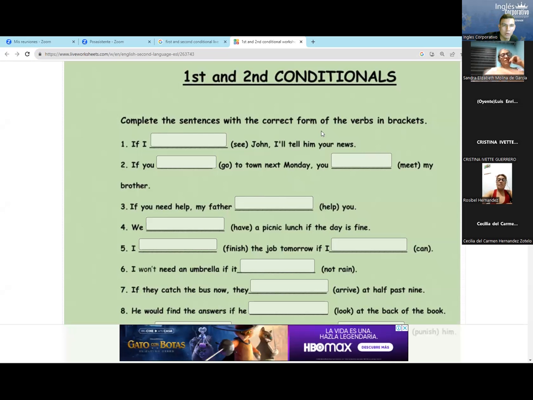Okay, number one. First of all, we need to identify if it is conditional one or conditional two. Complete the sentences with the correct form of the verb in brackets. It is missing just one part. So based on the second part, we could identify if it is conditional one or conditional two. The complement says, I'll tell him your news. So based on the context, can you identify what situation it is, one or two? If I see John, I will tell him your news. All right, excellent.